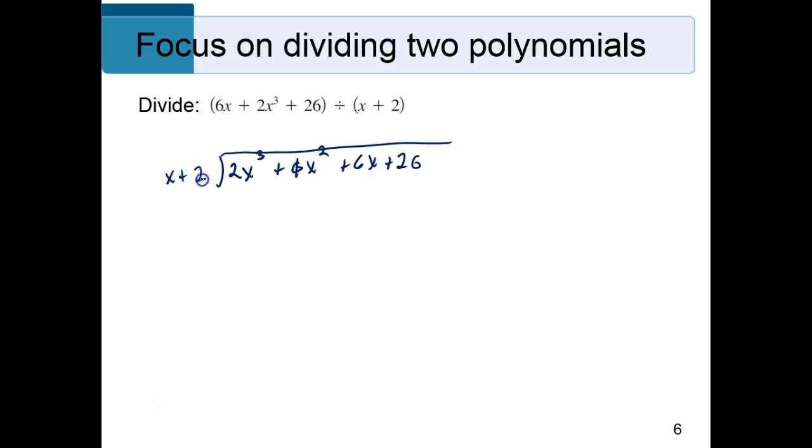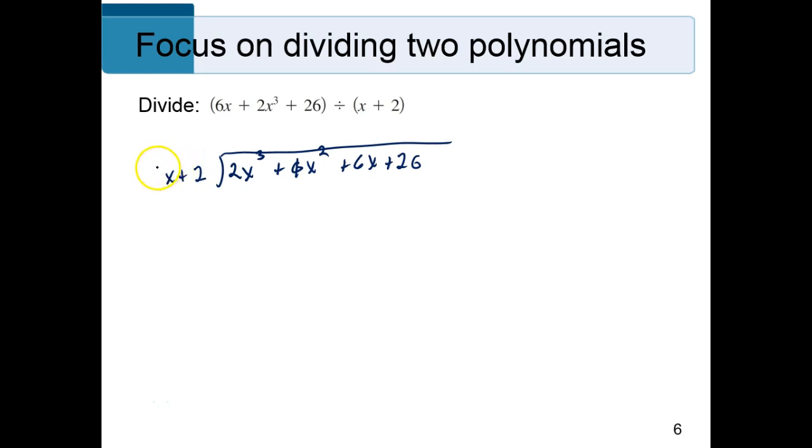X plus 2. Now, I don't know if they're going to show us this or not. I don't think they are. Shame on them. I'll try to show it to you before we're over with, just because it's fun. Okay?